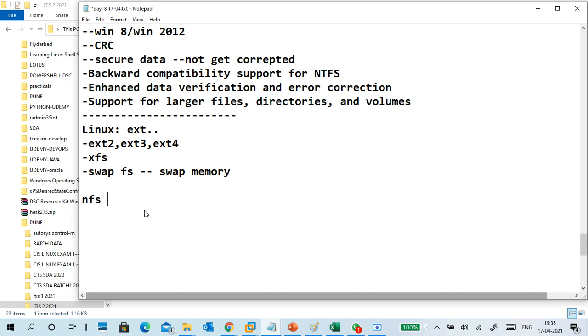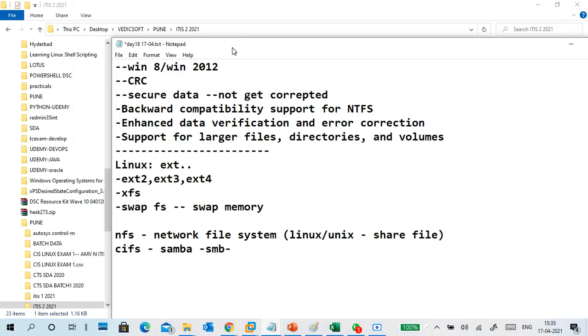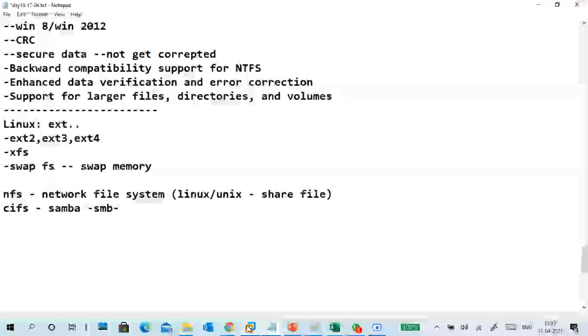Another file system is NFS. NFS means Network File System, normally used in Linux or Unix, for sharing files. Through the network, if you are accessing CIFS or Samba, the file system name is CIFS or SMB. Any name like this comes under the same category. CIFS, Samba, SMB is also a file system, and that is also a network file system.